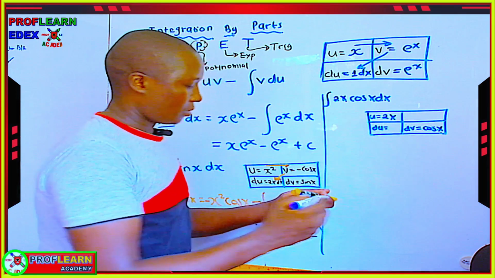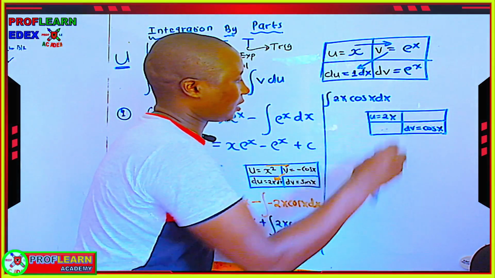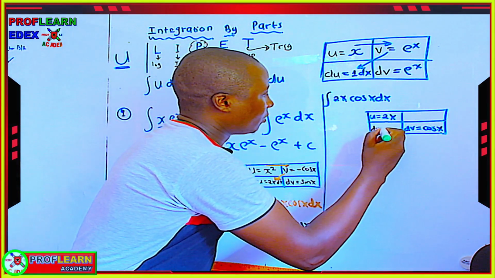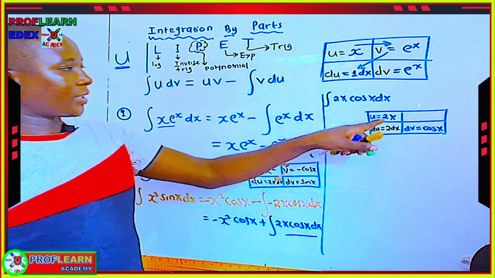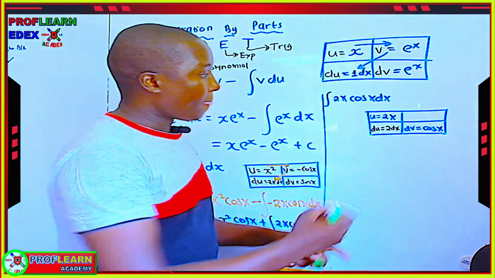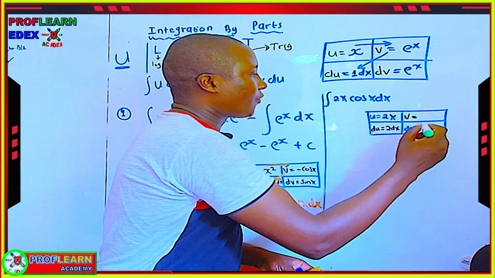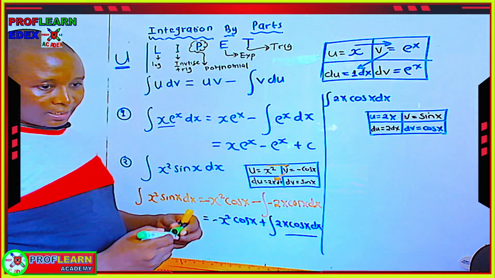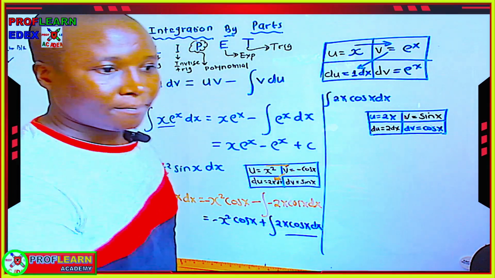Now with that, we are going to find du here. What will be du? If we differentiate this part, du equals 2 dx, because if you differentiate 2x, you get 2, and integrating dv, we get our v equivalent to sine x.